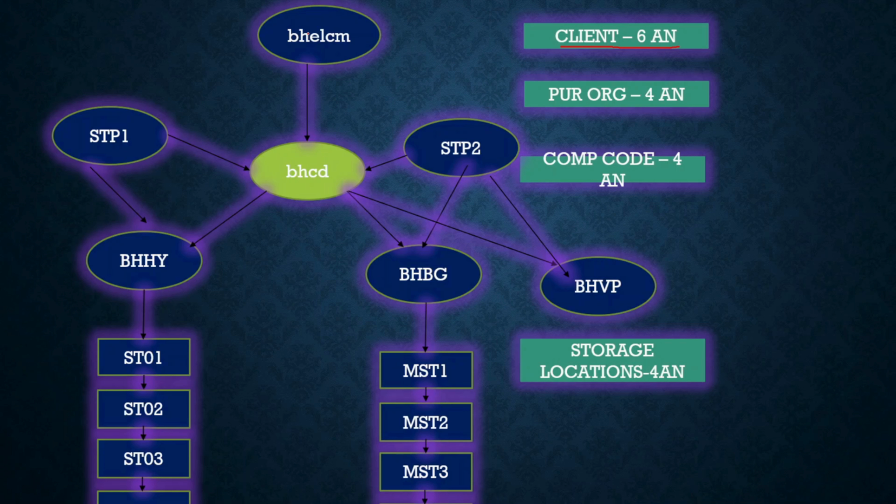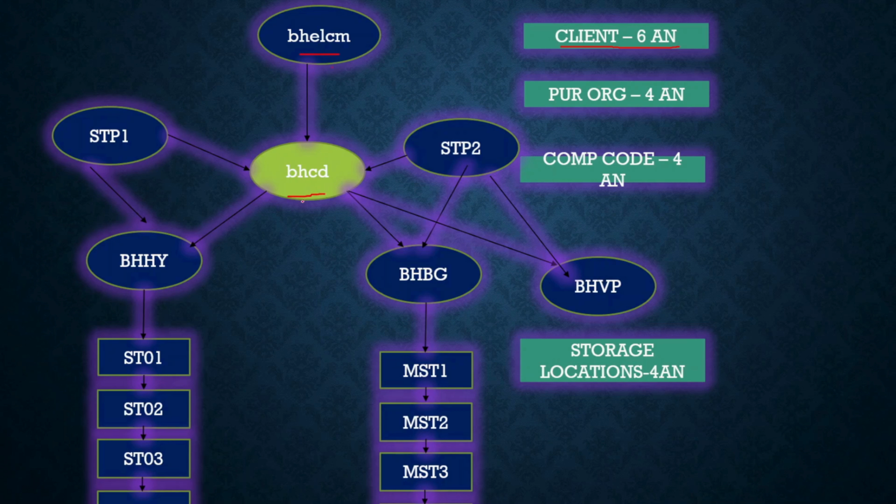So you can count 1 2 3 4 5 6. So maximum it can be 6, minimum it can be 1 also, 2 also, 3 also. So we can take a 1 2 3, but maximum it can be 6 alphanumeric. Client. So that's a client here, and under that this is a company code.